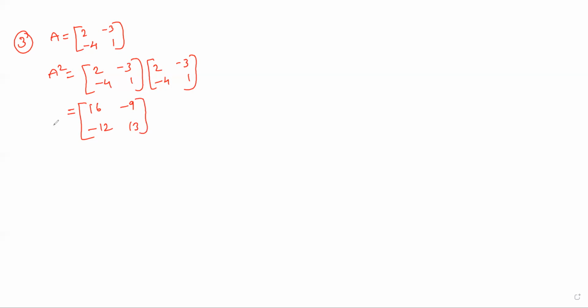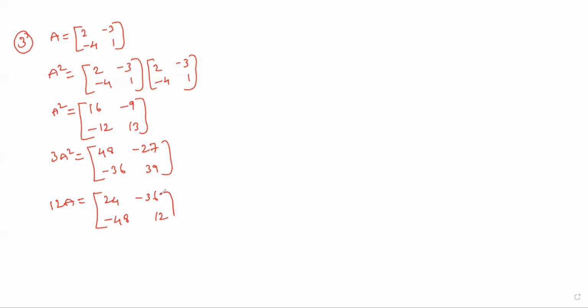Now here we need 3A square also. For this I'll multiply with 3. If you multiply with 3, what will we get? 3 times 16, that is 48, -27, -36, 13 times 3 is 39. Now next we will find out 12A. For matrix A, 12 multiplied gives 24, -36, -48 and 12. Now I'll add these two matrices, 3A square plus 12A.